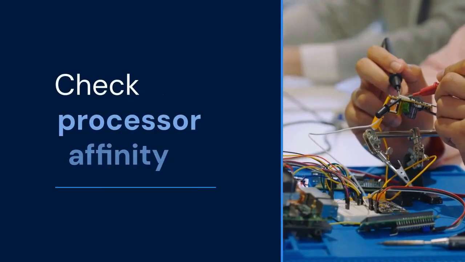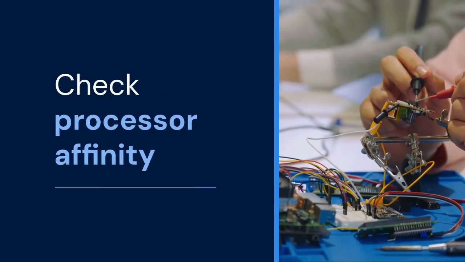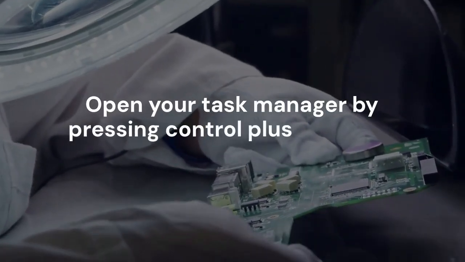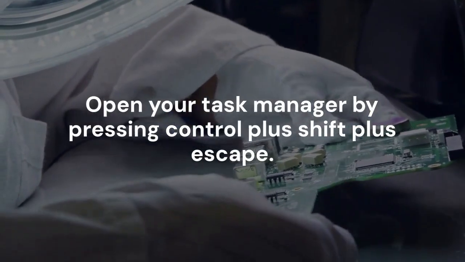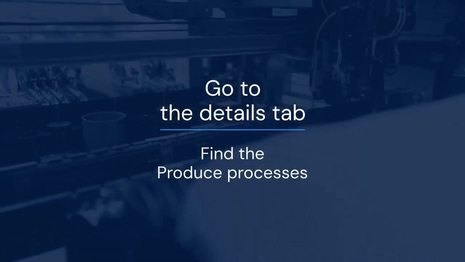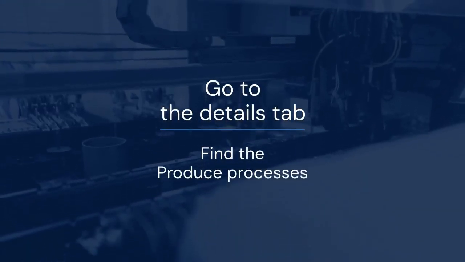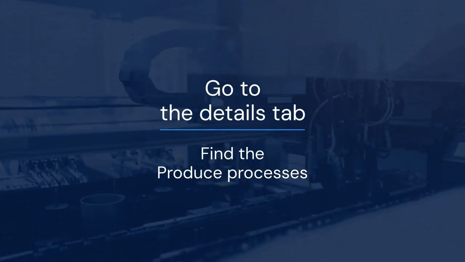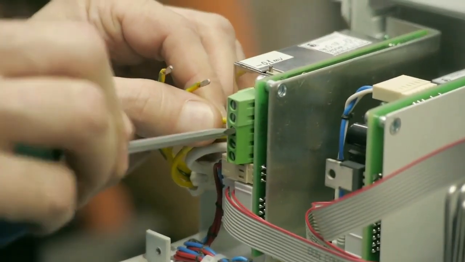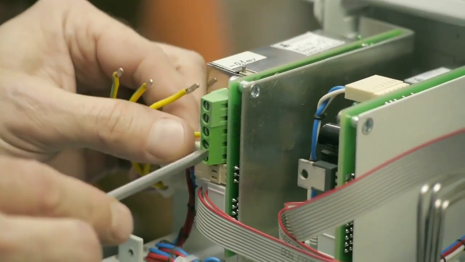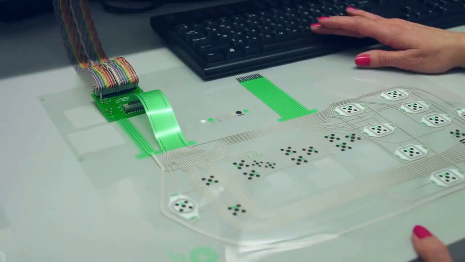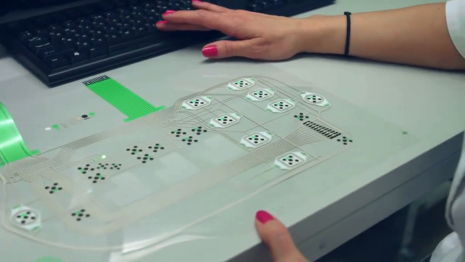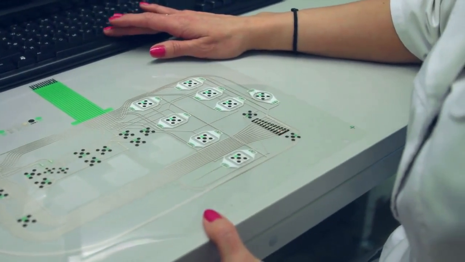For Windows users, you might want to check Processor Affinity. Open your Task Manager by pressing Ctrl+Shift+Escape. Go to the Details tab. Find the Proteus processes, usually isis.exe or aries.exe. Right-click on the process. Select Set Affinity. Ensure that all CPU cores are selected. Sometimes, it might be limited to fewer cores.